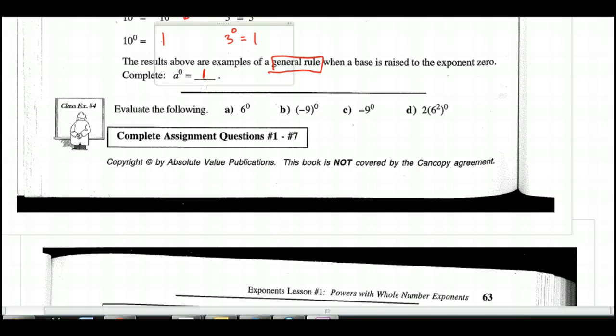So let's memorize that one. Anything to the exponent of 0 is 1.